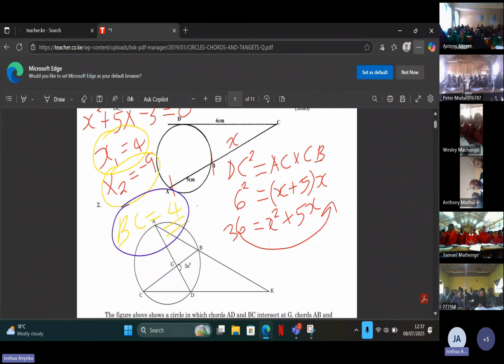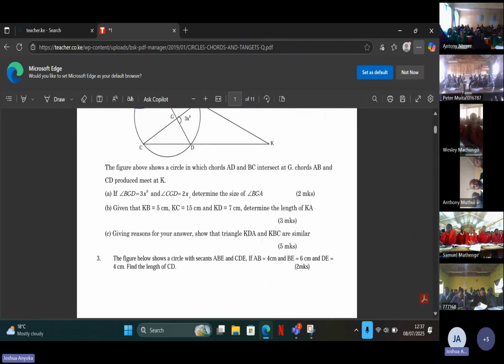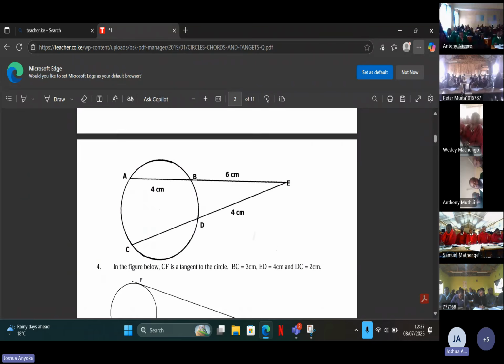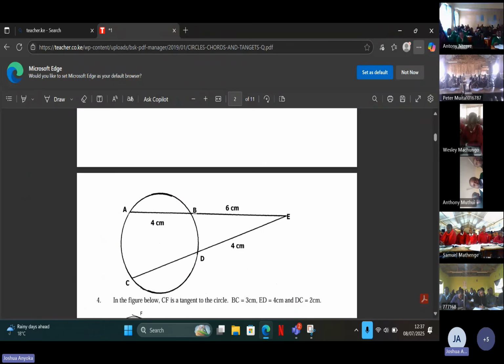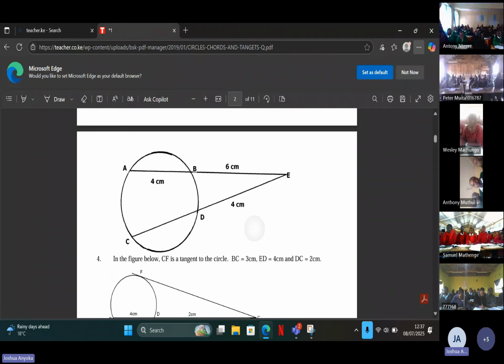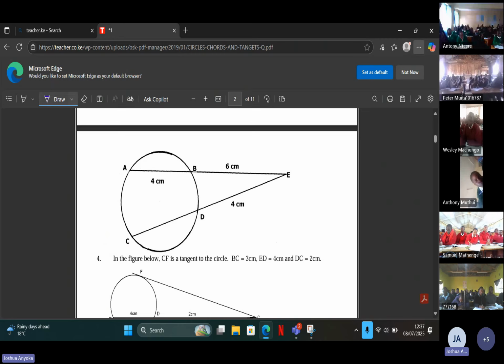Now, because we know what is happening, I want us to go to this question. You copy this diagram and then you find the value of CD. Work out for CD.